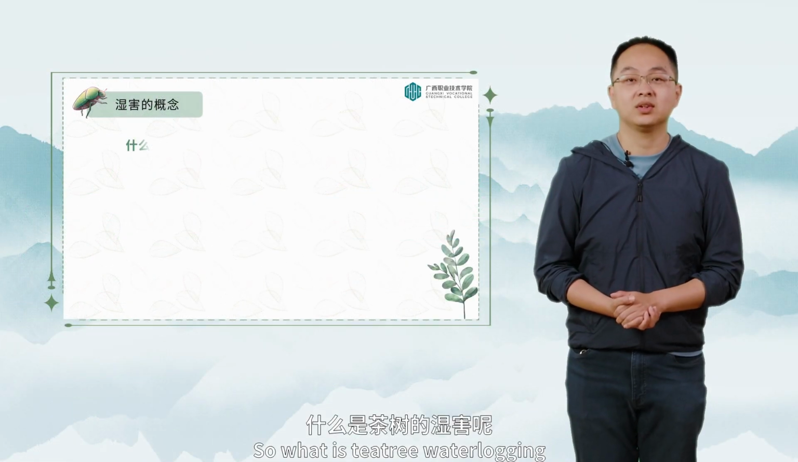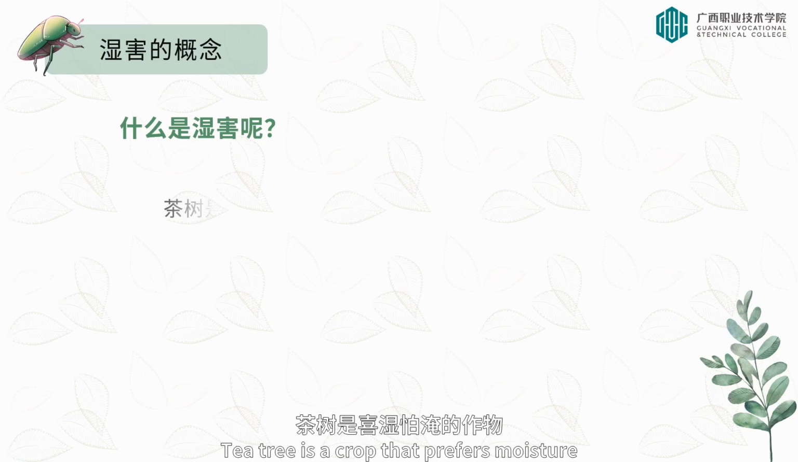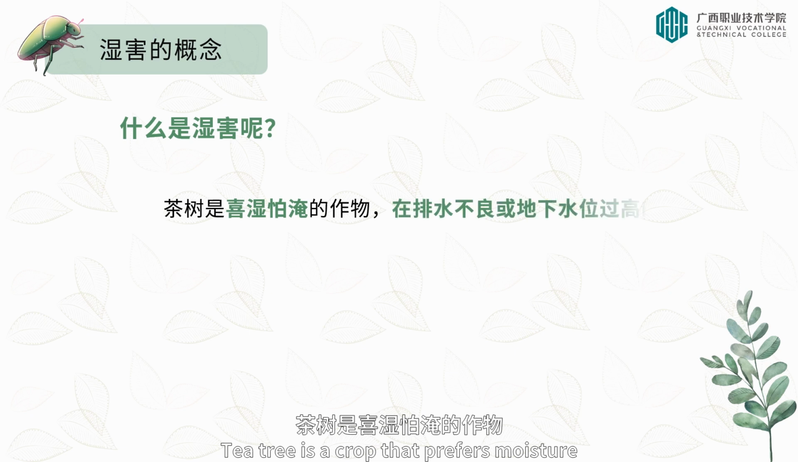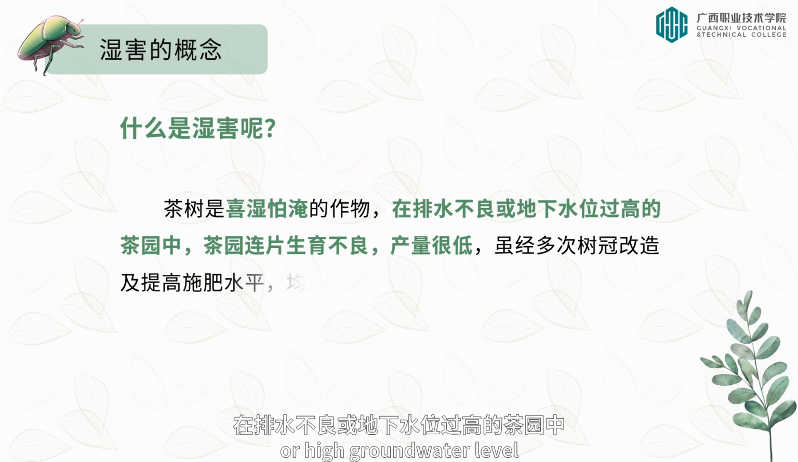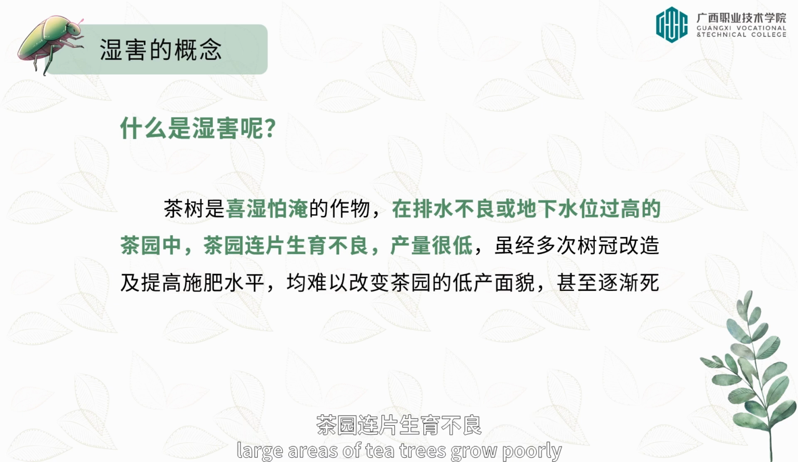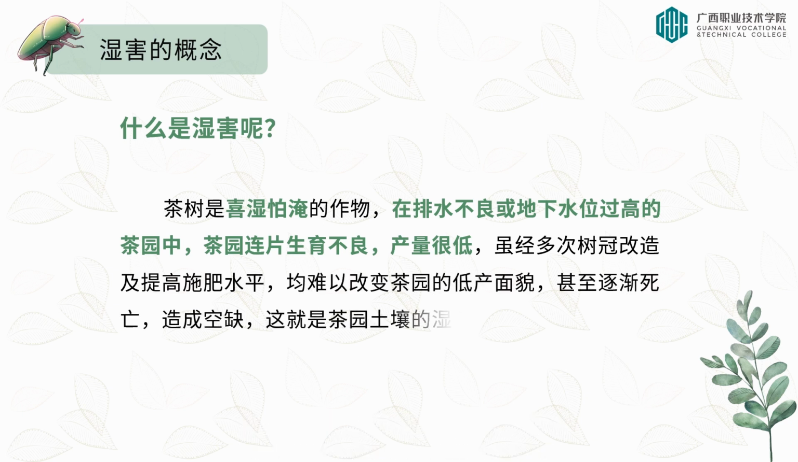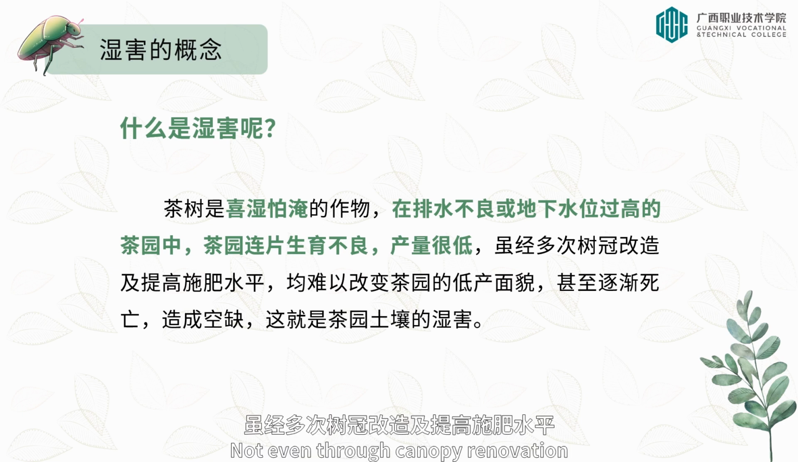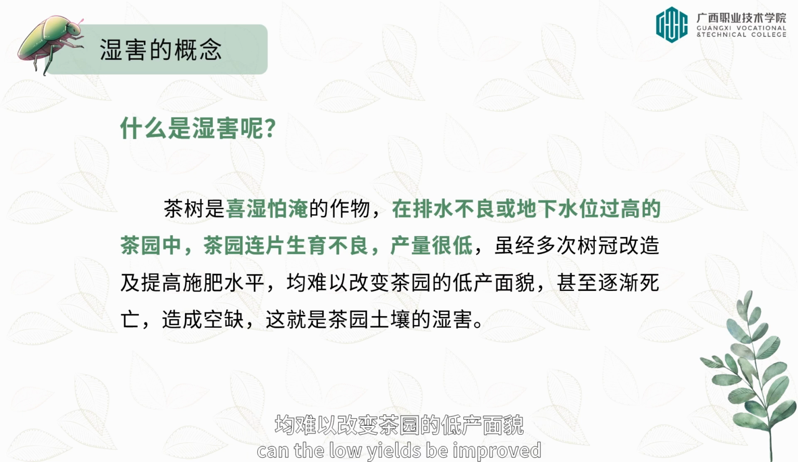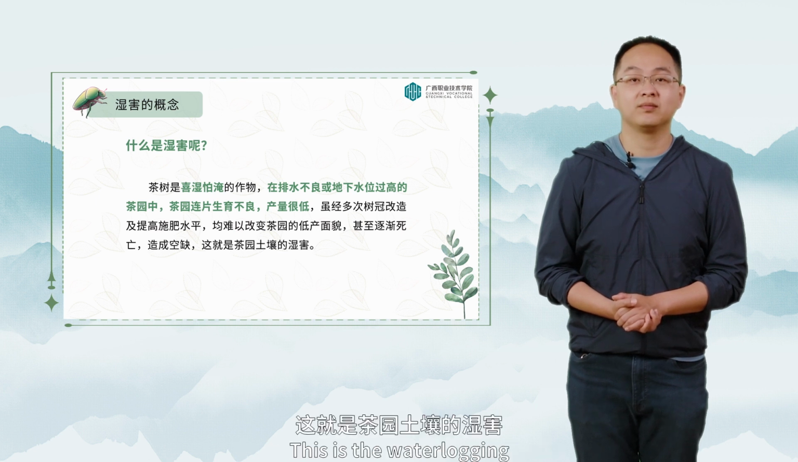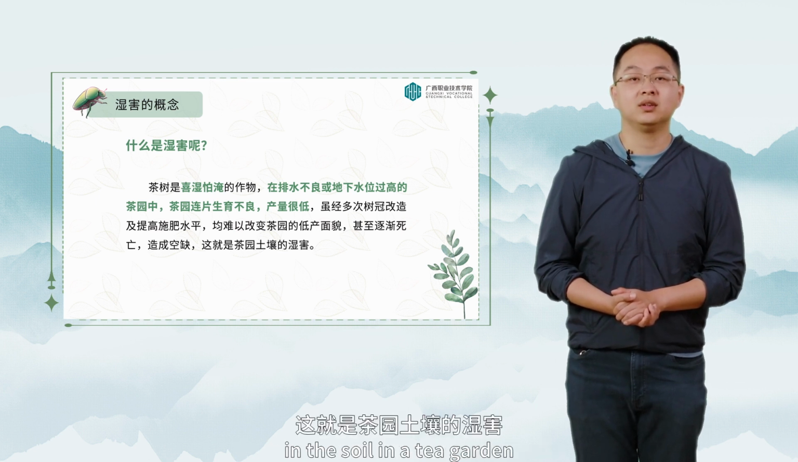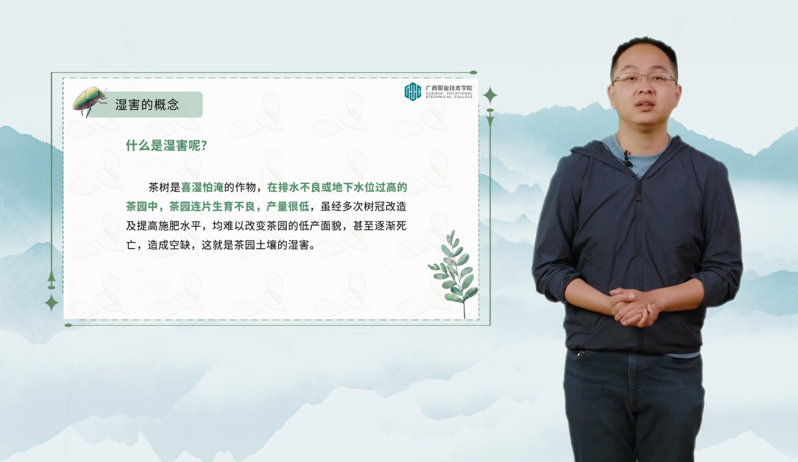So, what is tea tree waterlogging? Tea tree is a crop that prefers moisture but fears flooding. In a tea garden with poor drainage or a high groundwater level, large areas of tea trees grow poorly, with low yields, and even canopy renovation and increased fertilization cannot improve the low yields. Instead, tea trees will gradually die and form gaps. This is waterlogging in the soil of a tea garden.